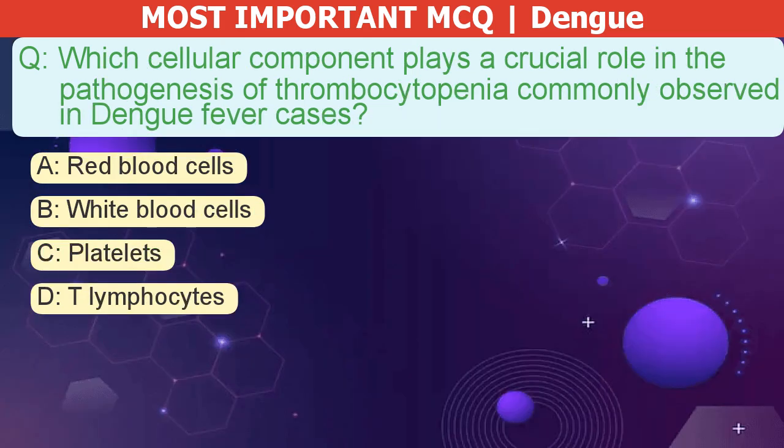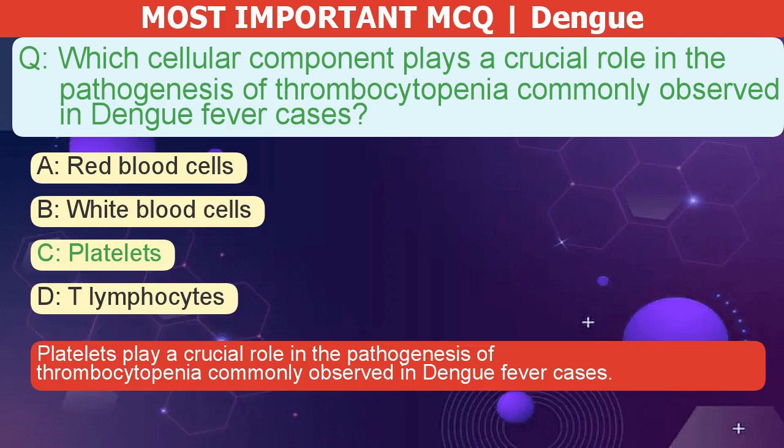Which cellular component plays a crucial role in the pathogenesis of thrombocytopenia commonly observed in dengue fever cases? A. Red blood cells. B. White blood cells. C. Platelets. D. T lymphocytes. The correct answer is C. Platelets play a crucial role in the pathogenesis of thrombocytopenia commonly observed in dengue fever cases.